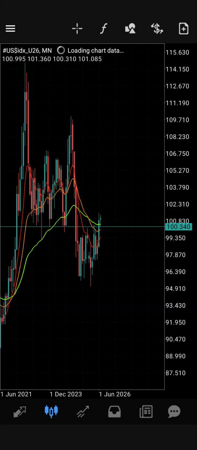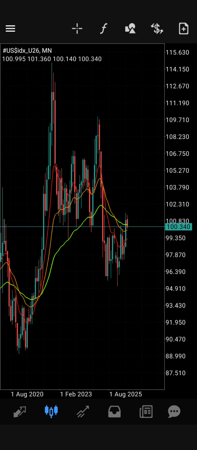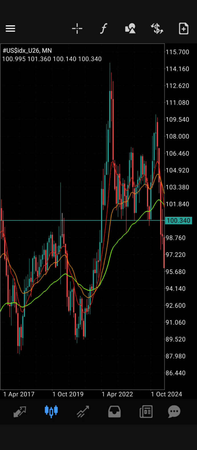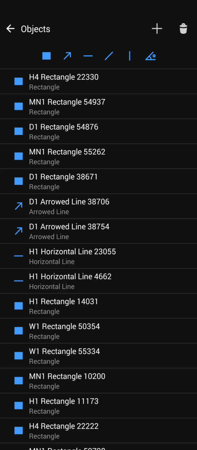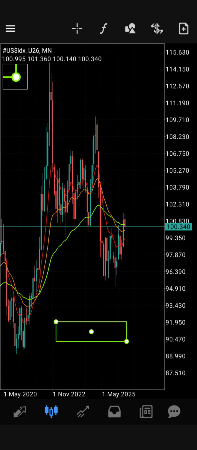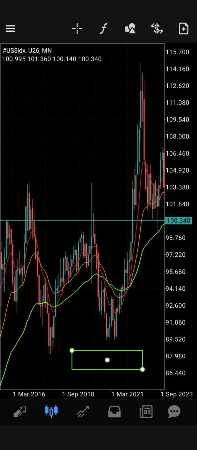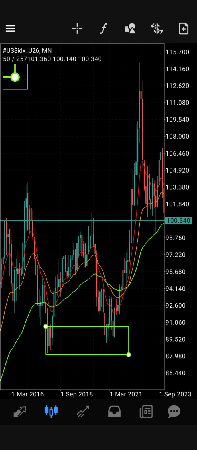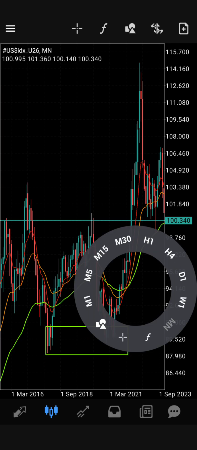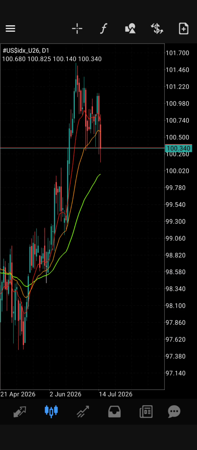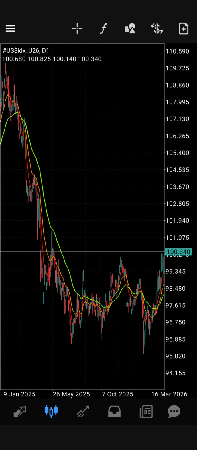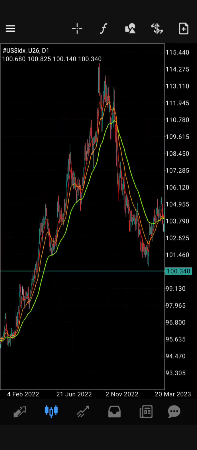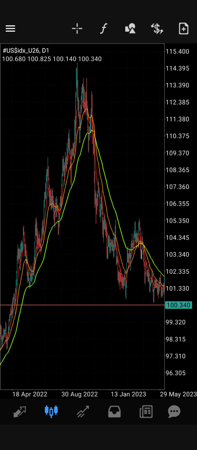Let's look at even the US index. Right, so the US index. Before it went up, it tested a zone below here. Right, here's our zone right there. This is the monthly. Let's go to the daily and look for that zone test and try to apply our rules right there.